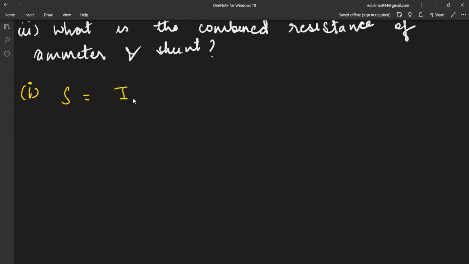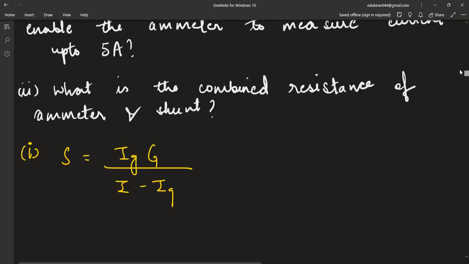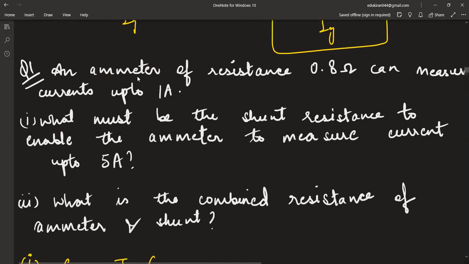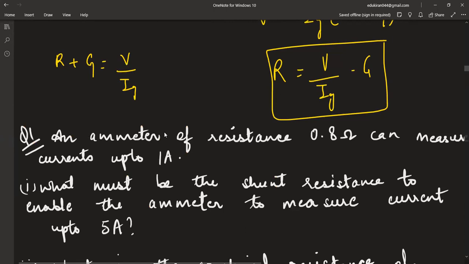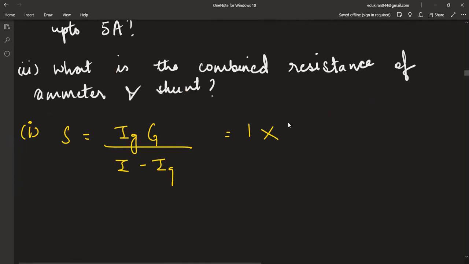See, shunt is equal to Ig into G divided by I minus Ig. So what is Ig? Ma'am, the current, 1 ampere. Resistance of the galvanometer, an ammeter of resistance. So here our galvanometer has been converted into ammeter. So this is G, given, 0.8 ohm. Because ammeter, galvanometer, it's actually your ammeter here. There is no device as such ammeter separately. We do not have ammeter. That's why we are performing these calculations.